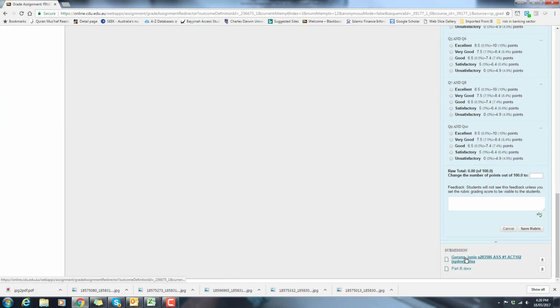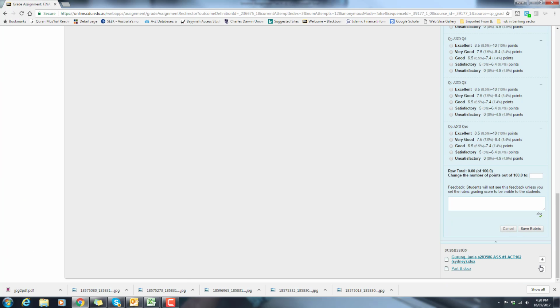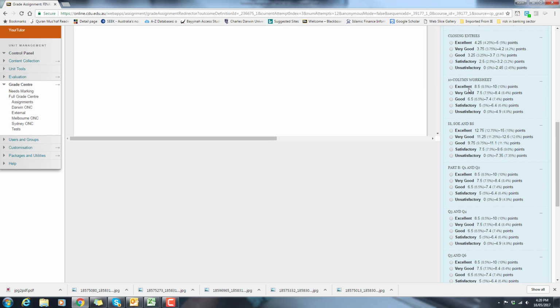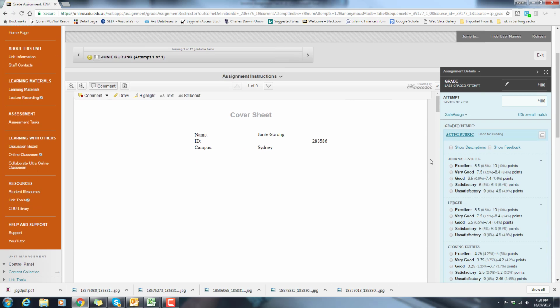Part A sometimes doesn't appear here, it takes time to come. In that case, we can simply download the assignment and then put the marks in the rubric here. Okay, so let's see how the students did.